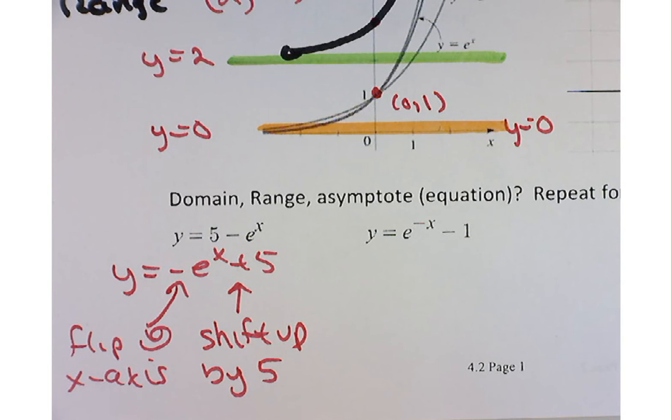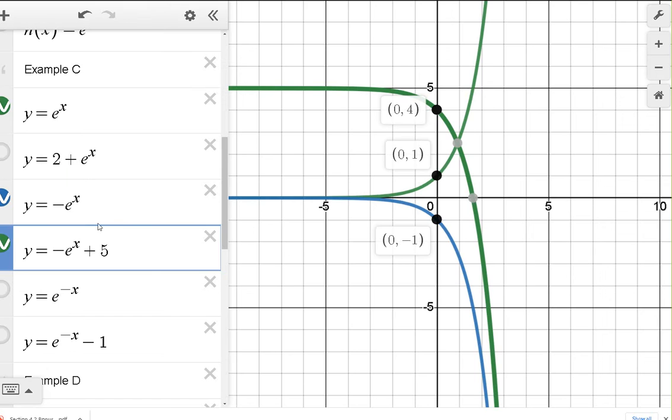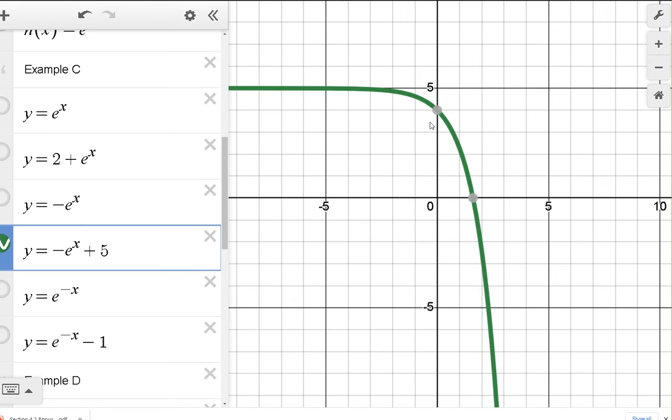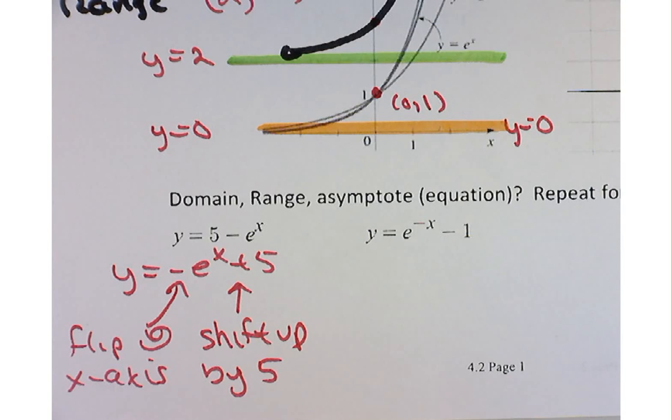Let's see. What's the horizontal asymptote for my new graph here? Y equals 5. Yep, y equals 5. Let's sketch that in and then try and draw our function.